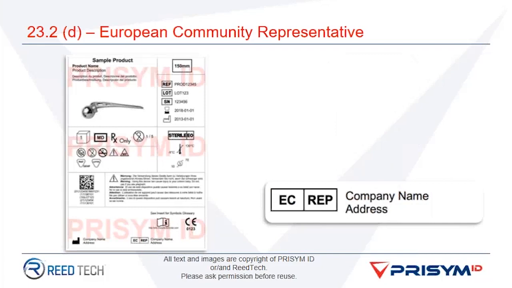Now, the EC representative previously did not have to be on the product label. So as long as it was on one of the label, the outer packaging, or the IFU, that was sufficient. This is no longer the case. The EC representative must now be on the label. As a flip side of that, it is no longer explicitly required on the IFU, but as far as the label is concerned, this information now must be presented on the label itself.